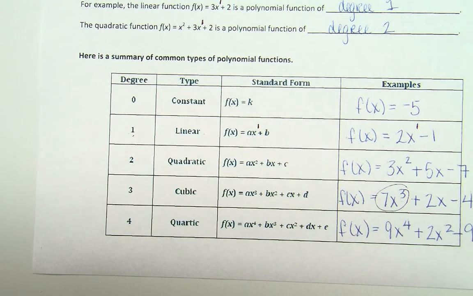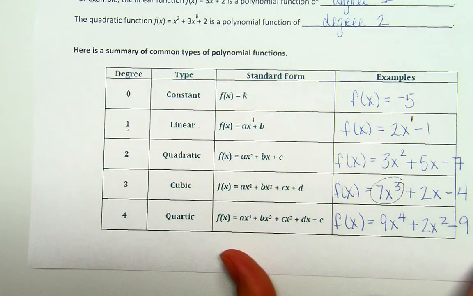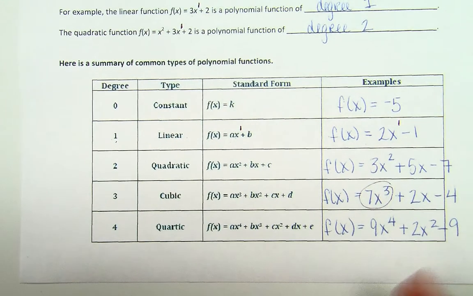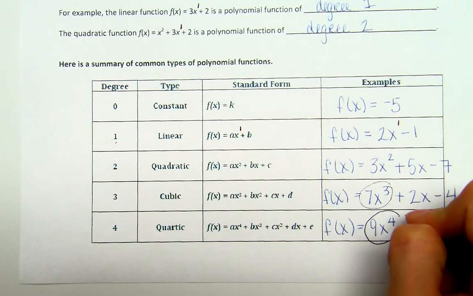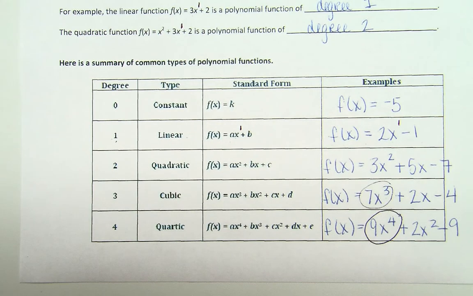Last one we're going to talk about is degree 4. Those are called quartics. Quartic functions in standard form follow that standard form all the way through: ax to the 4th plus bx cubed plus cx squared plus dx plus e. In this case, your e is your constant, your a is your leading coefficient, and 4 is your degree. An example of that would be f of x is equal to 9x to the 4th plus 2x squared minus 9, and that's okay if we don't have every single exponent represented, as long as your leading degree is 4.